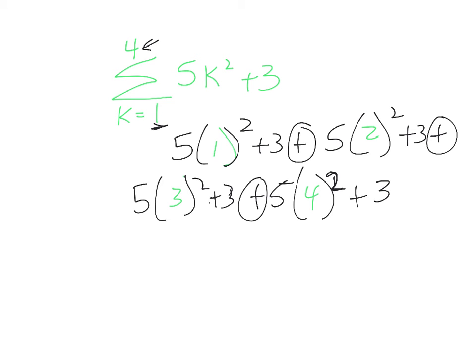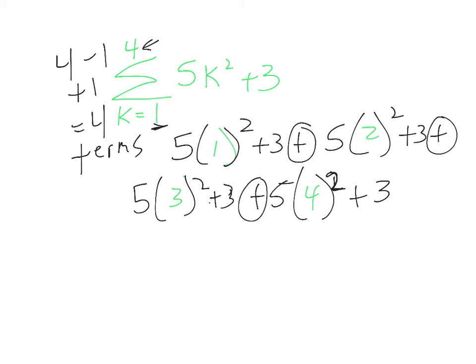All right, so again, how am I going to figure out how many terms I have? Well, I could count them, but again, I could do 4 minus 1 plus 1. So 4 minus 1 is 3, 3 plus 1 is 4. So there are 4 terms.